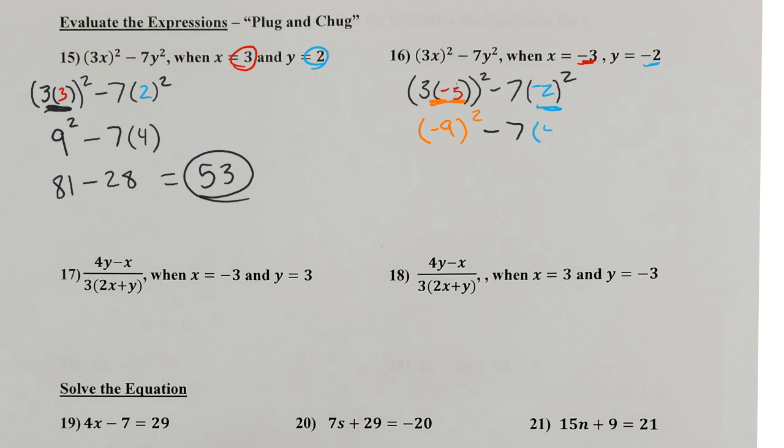I picked this problem specifically to see if you've been paying attention about parentheses around the negative number before you square it, because a negative 2 times a negative 2 is a positive 4. Same thing when I square negative 9, it's in parentheses, so it should spit out positive 81. So believe it or not, these are both going to give me the same answer, 53.